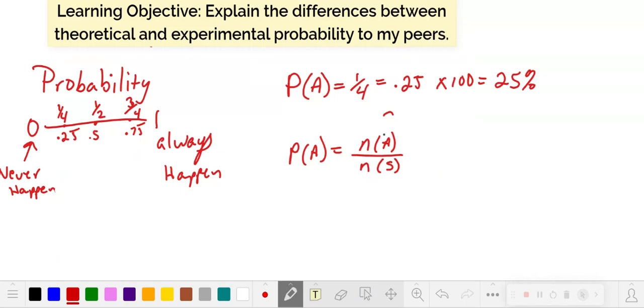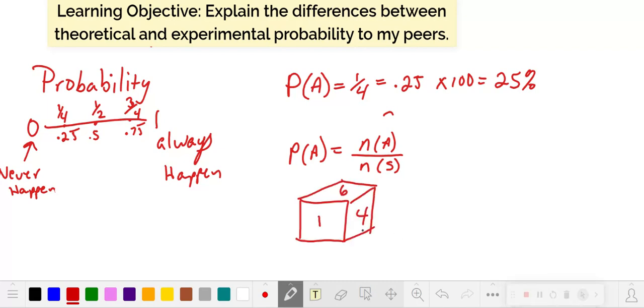Here is the theoretical version. It says that the number of outcomes in an event A divided by the number of outcomes in the entire sample will give me a theoretical probability that this event A will happen.